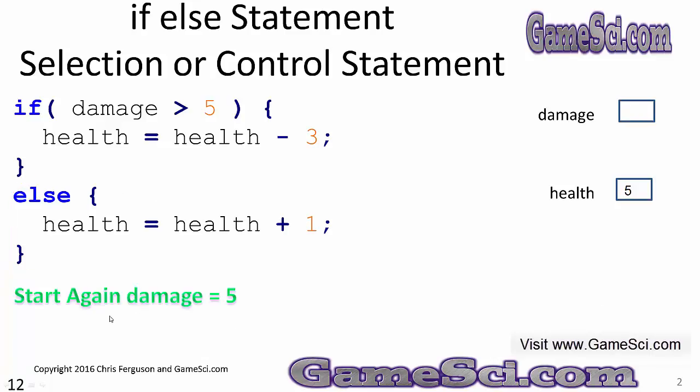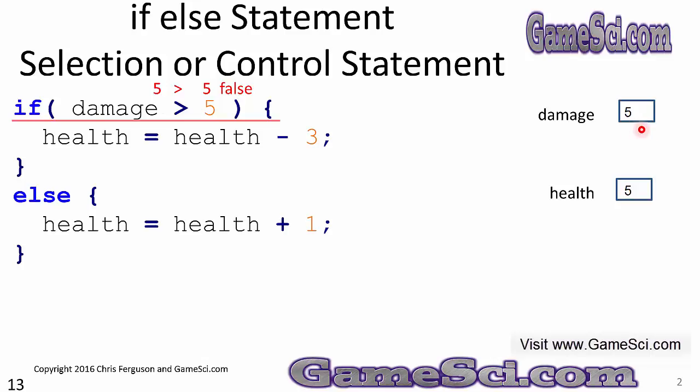One more time, and we'll wrap it up. Start again with damage variable set to 5, and let's trace what this code does. You can see the updated value of 5 in the damage variable. You can see the health variable now contains a 5 in it. 5 greater than 5 is a false statement. 5 is not larger than 5. So this comes out to be a false statement.